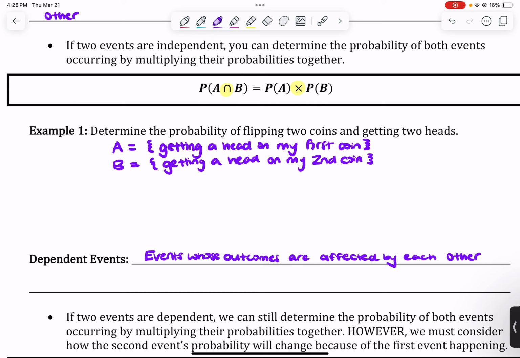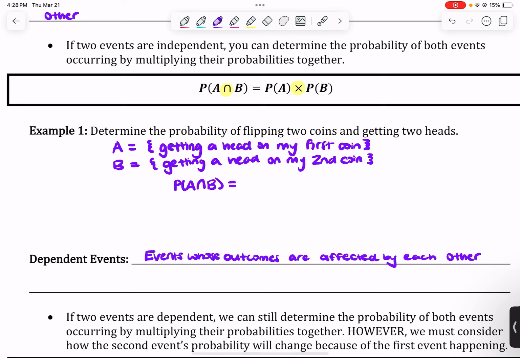Now, if I flip one coin and I get a head, it doesn't impact how that second flip is going to occur. I still have an equally high chance of getting a head or a tail. So these are independent, which means if I want to find the probability of getting a head on the first one and a head on the second one, I simply multiply those probabilities together.